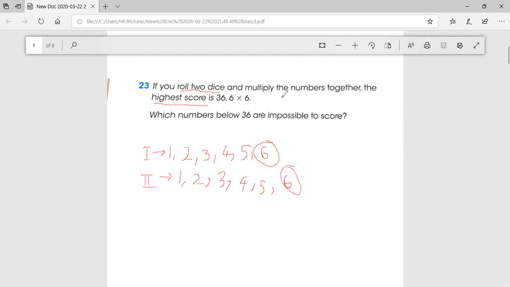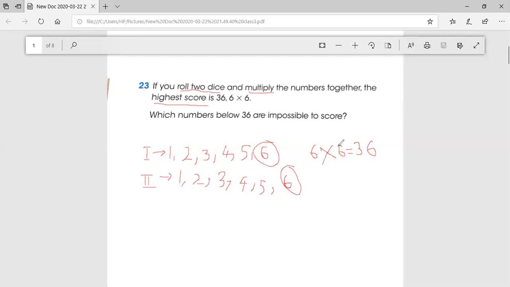So we want to multiply these scores together, 6 into 6, 36. That is the highest score. So which numbers below, that means all the possible scoring numbers, we are noticing these numbers and multiplying them. The answer will always be less than or equal to 36.